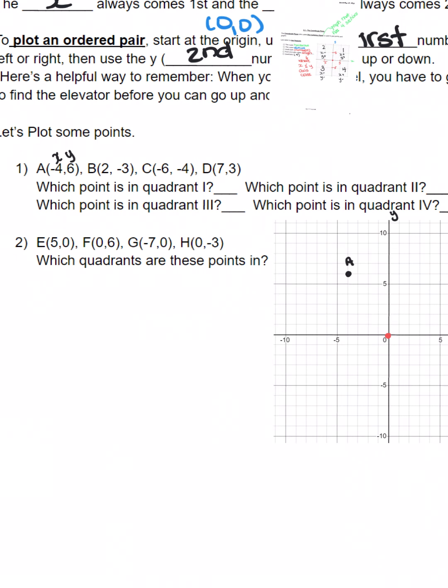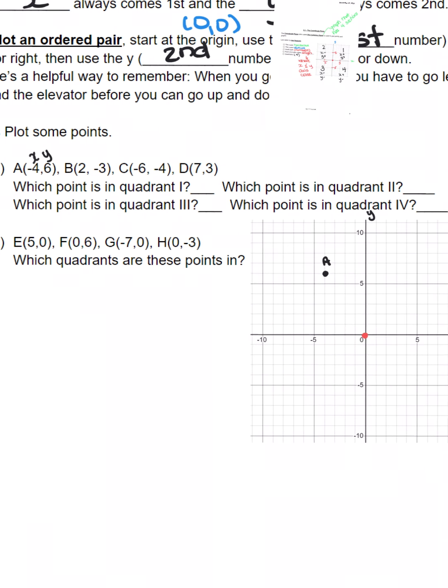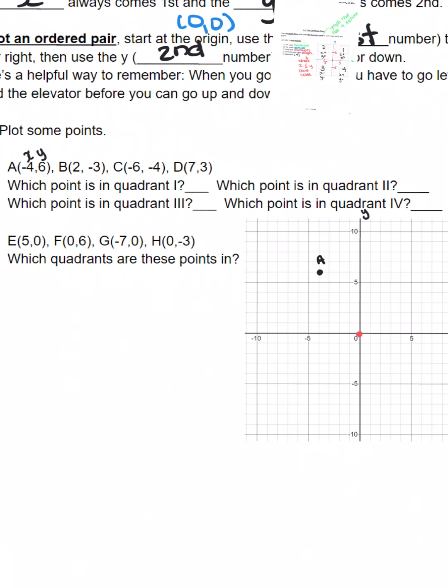Okay. I'm going to do the same thing for B now. B is at x is 2. So I'm going to find 2 on my x-axis, which is right here. And now instead of going up, I'm going to go down 3 because it says it's -3. So I'm going to go 1, 2, 3. So that's it right here. B. I'm going to try C now.